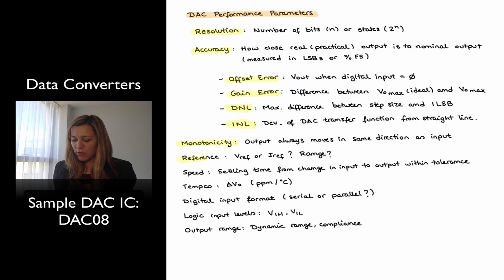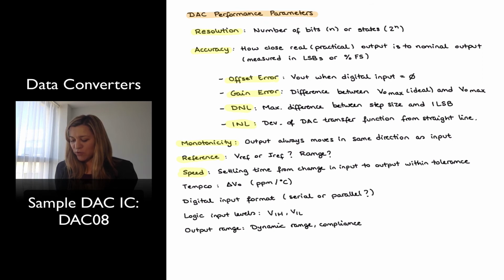Other things may be related to the reference, whether it has a reference voltage or a reference current, and what is the range of the reference voltage and reference current. The speed is an important one for DAC performance. One of the parameters that is going to define the speed of a DAC is the settling time, which measures the time from when a change is applied at the input of the DAC, a change in the digital input, to when the output voltage is settled within some tolerance of the final voltage, typically expressed as LSB. So when it is settled to plus minus 1/2 of an LSB, for example.